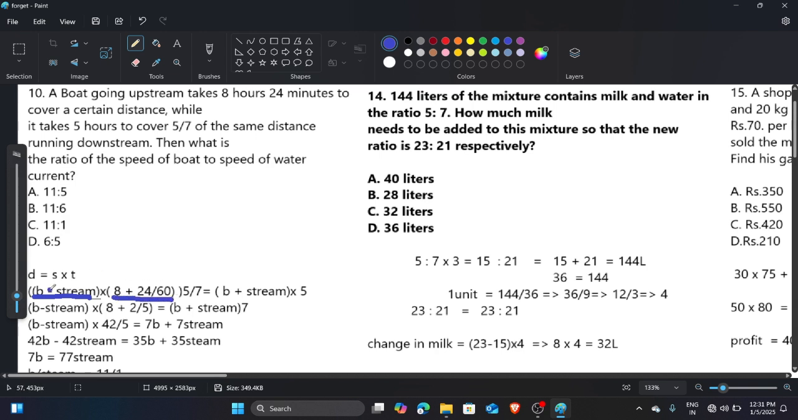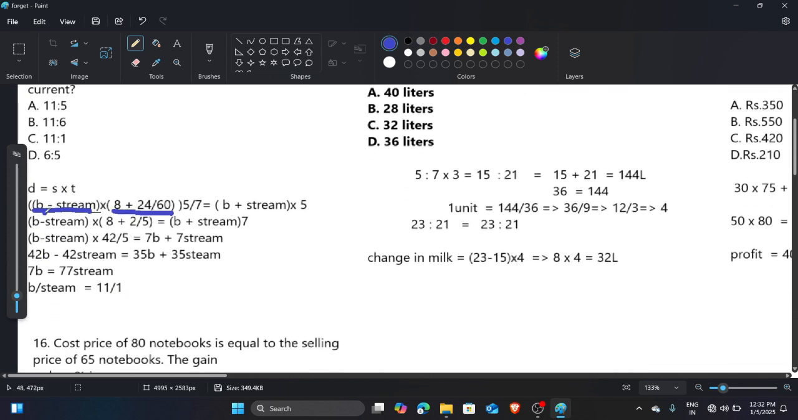So it is whole as a distance, and the 5 hours he takes to cover the 5 by 7 distance. So this is total distance, and then we make 5 by 7 of it, and then here also we take the speed that is in downstream, so v plus stream into by 5, because taking 5 hours. So here also in downstream, 5 hours he takes with some downstream speed, and it covers 5 by 7 of the total distance. So this is the total distance, and then I try to solve it.